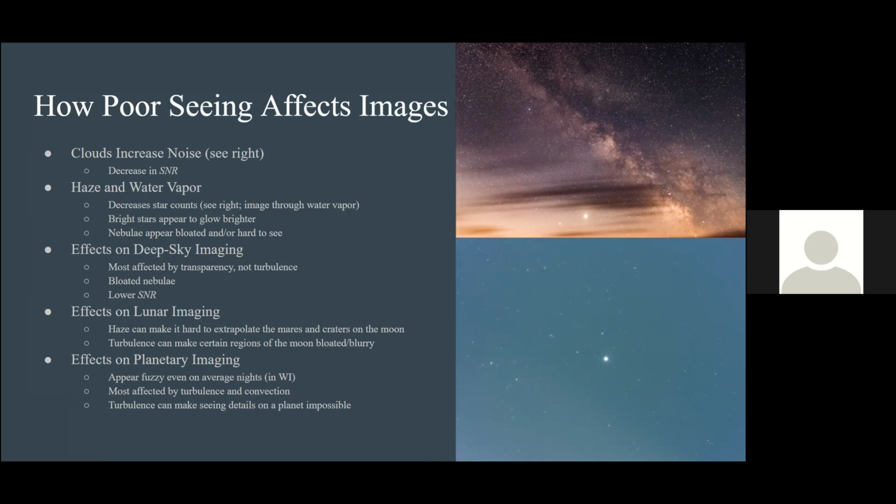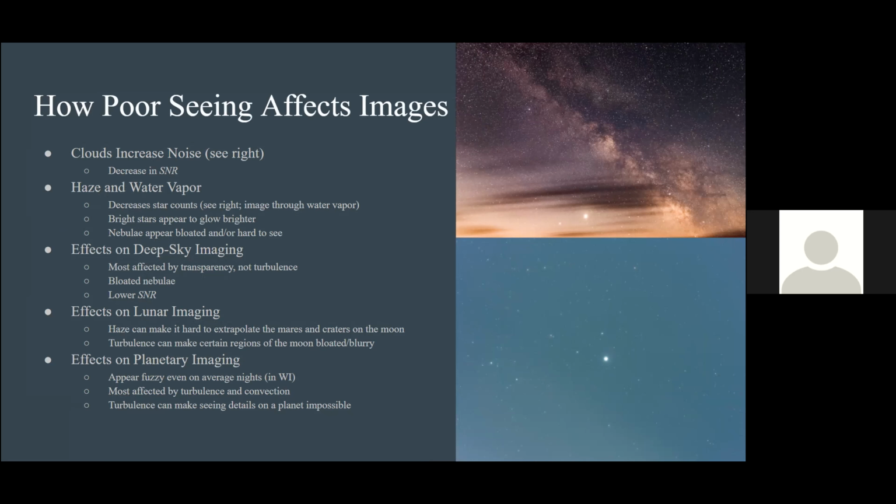So clouds, specifically in dark skies, decrease the signal to noise ratio. Then there's also haze and water vapor, of course. It decreases star counts. On the bottom, you can see an image of Vega and Lyra, a region of the Lyra constellation. You can see that the brighter of these stars, like the double double star and also Vega, are extremely luminous, even more so than they would be. Stars appear very bloated, and they glow brighter.